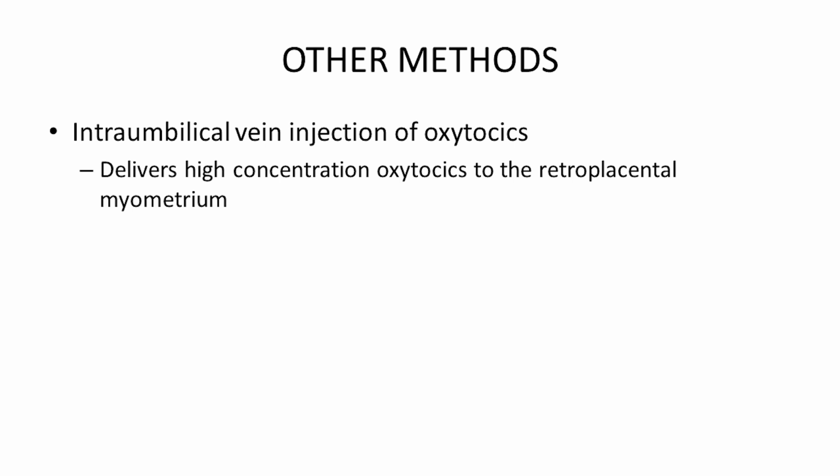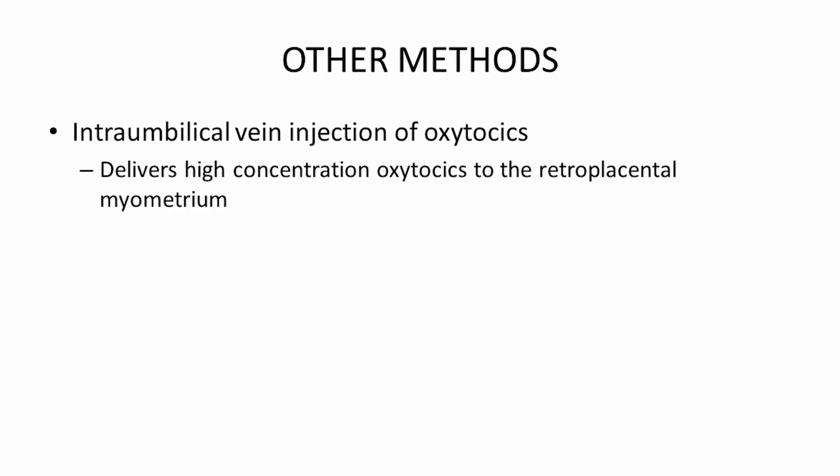Other methods of management of retained placenta involve the use of intra-umbilical injection of oxytocin. About 20 to 50 international units of oxytocin can be diluted with 30 ml of sterile water or normal saline and injected via the umbilical vein. The principle is that it will deliver a high concentration of oxytocin to the retroplacental myometrium and cause the placenta to deliver. Although this is not currently recommended, this method has been tried for management of retained placenta.